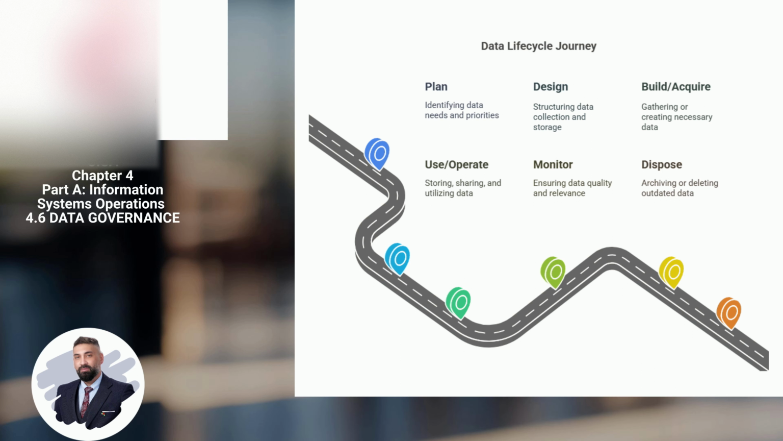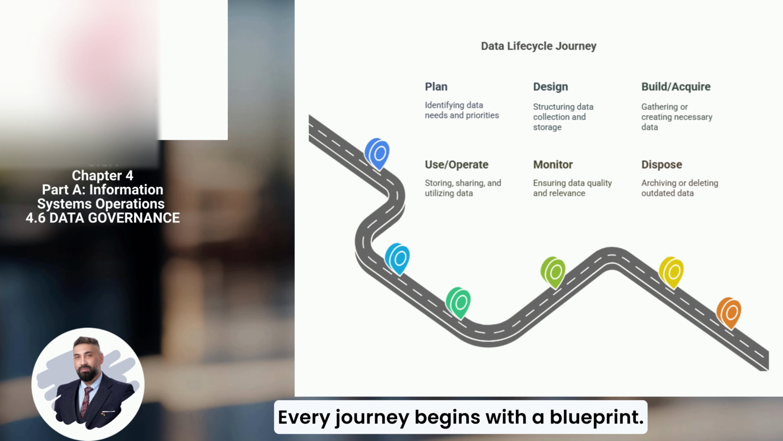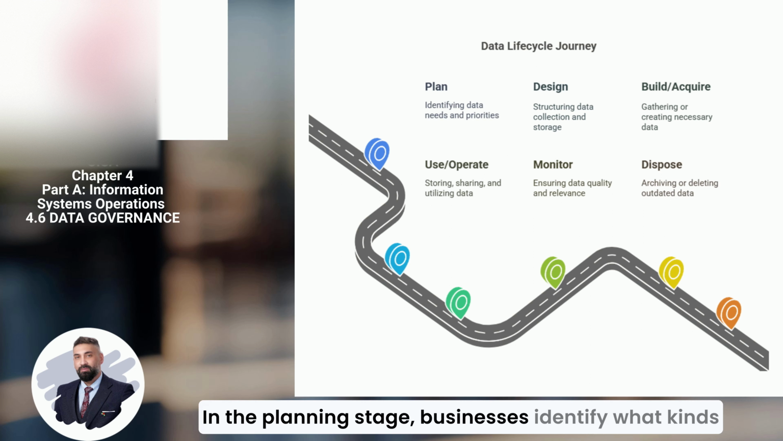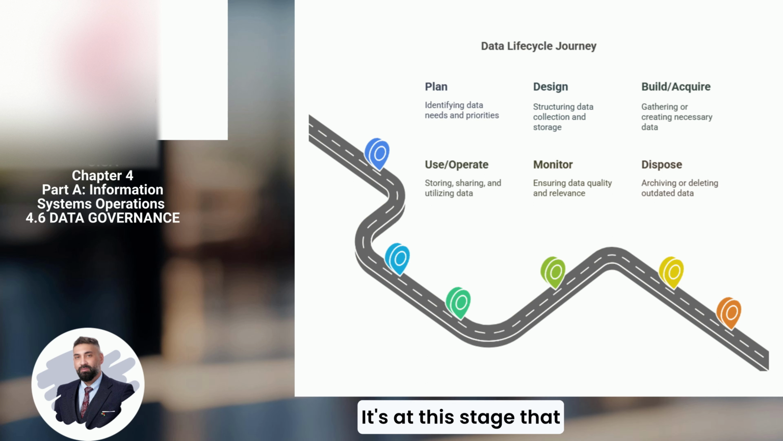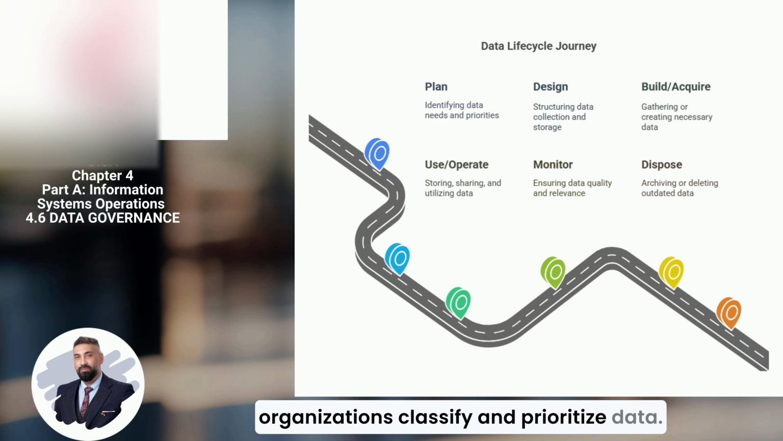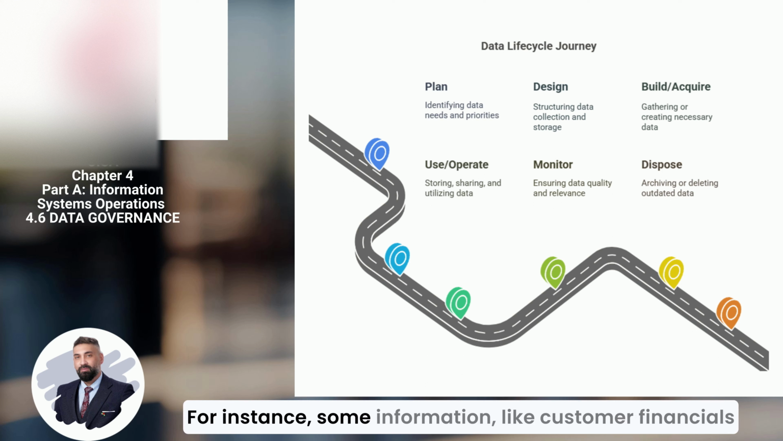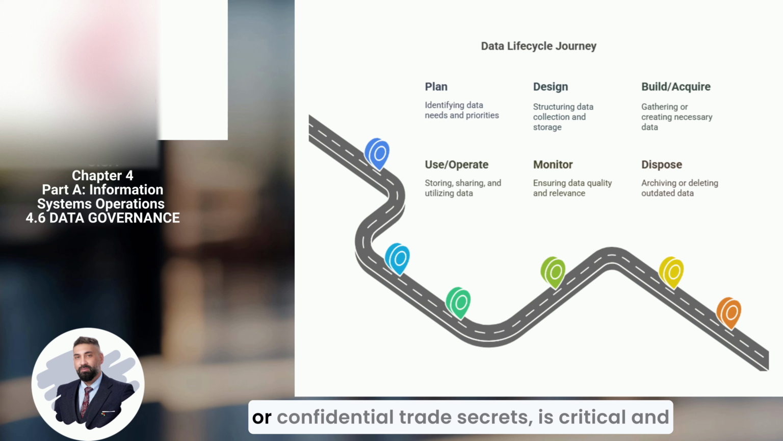1. Plan. Every journey begins with a blueprint. In the planning stage, businesses identify what kinds of information they need, where it fits into their ecosystem, and how much value it holds. It's at this stage that organizations classify and prioritize data. For instance, some information, like customer financials or confidential trade secrets, is critical and needs robust oversight, while other data can be deprioritized without risking business goals.